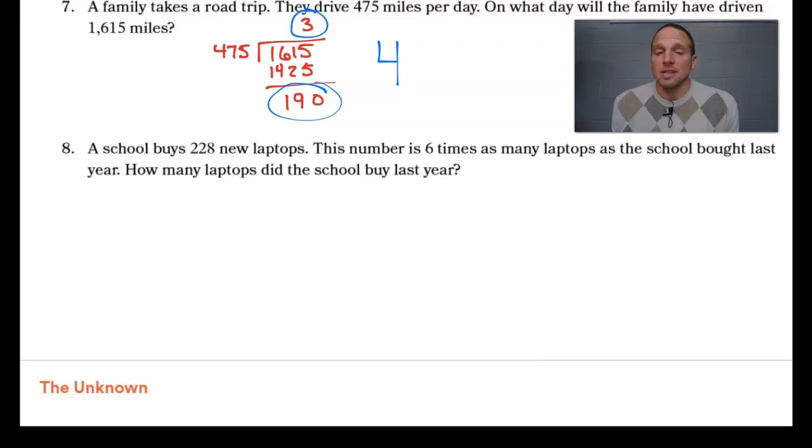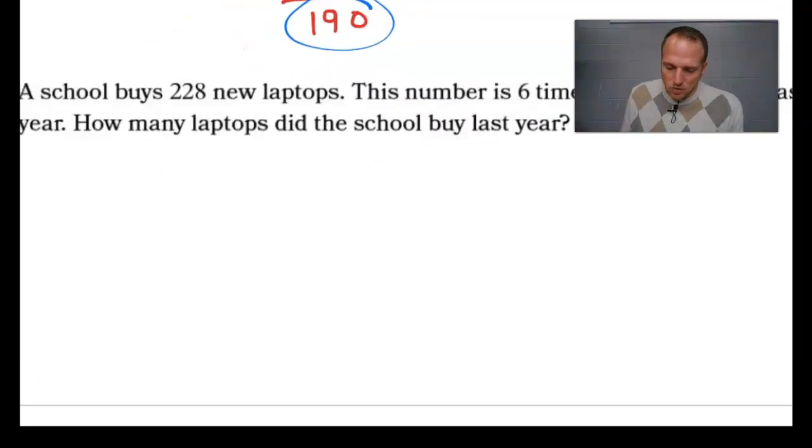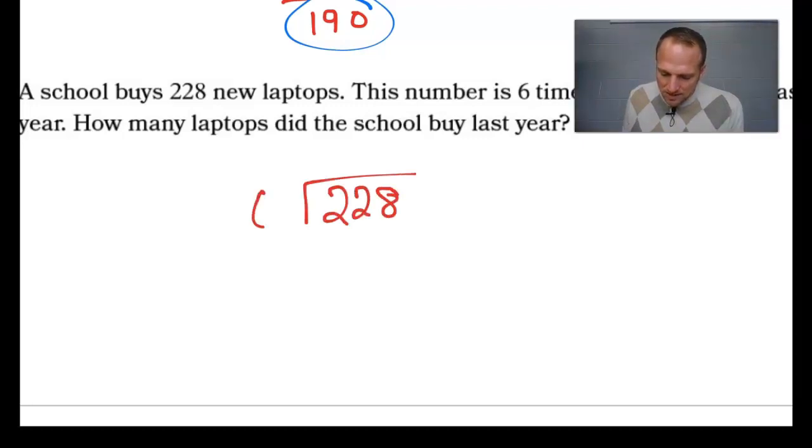Well, it's not going to make sense to multiply or add. That's going to make us have more last year. We don't want that. We want less last year. So I could subtract, but that seems kind of silly. What we actually have to do here is divide. Yeah, I know you got that. 228 divided by 6.